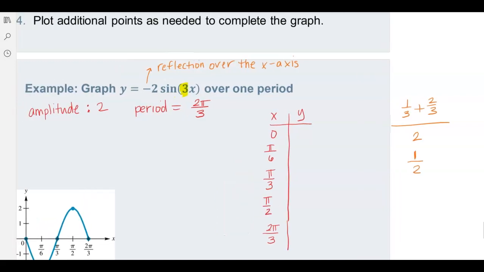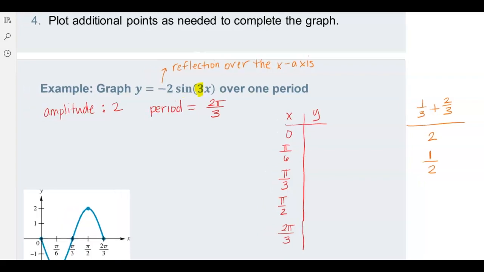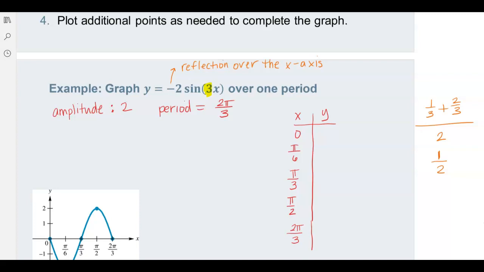Okay. Now, normally, cosine goes from the max to the center. Min, oh, sorry, this is sine. My bad, sorry. Sine starts at the center, max, center, min, center. This is what normally happens. But because we have a reflection, all of the max and min points are going to interchange. The center points will stay the same. This will change to a minimum, and this will change to a maximum.